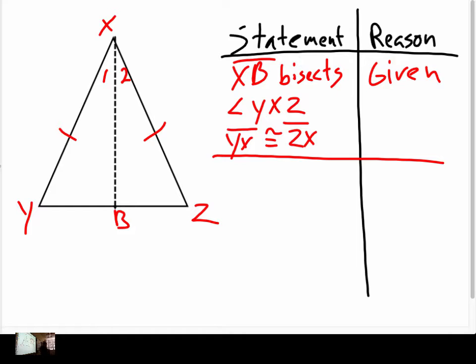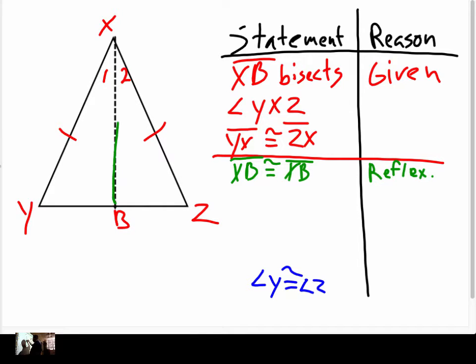Okay? So now remember, what I want to prove, way down here, I want to prove that angle Y is congruent to angle Z. Okay? And so I have two triangles, and one thing I notice is that XB is congruent to XB. That's the reflexive property. In other words, this line is congruent to itself. We also know that angle 1 is congruent to angle 2. Well, how do I know that? That's based on the definition of a bisector, right?